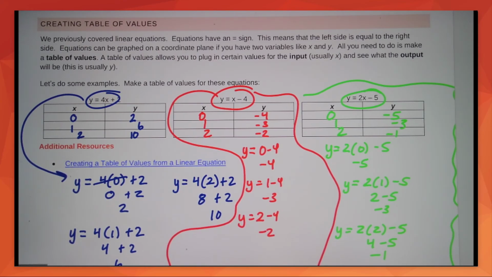And what you get with a table of values is a set of coordinate points that give you an x and a y value. So each one of these pairs, (0, -5), (1, -3), (2, -1), this is a pair, this is a pair, and this is a pair, and they are all representative of points that are on the line of this equation. And when I'm talking about the line, I'm talking about what the graph looks like when you graph this equation.